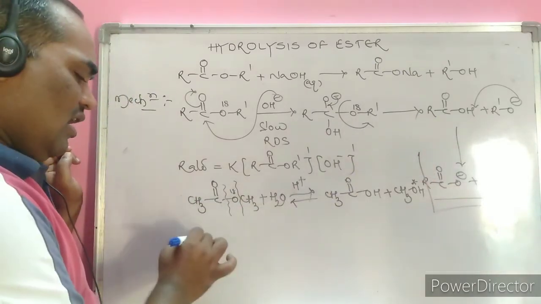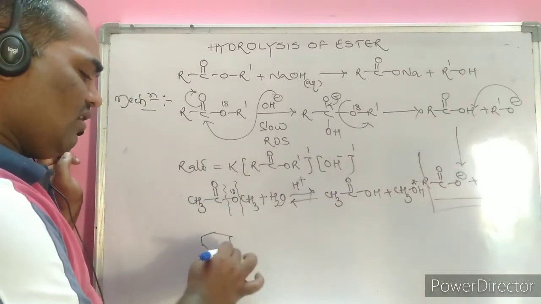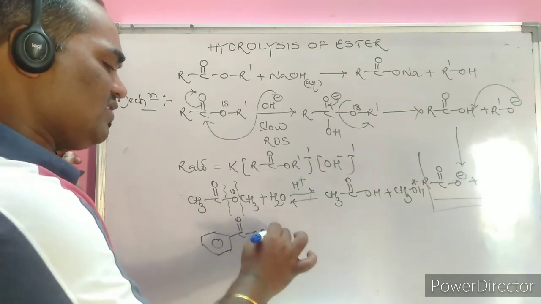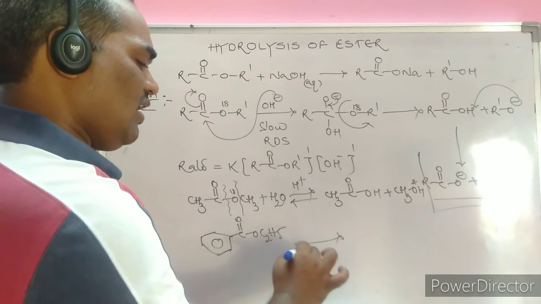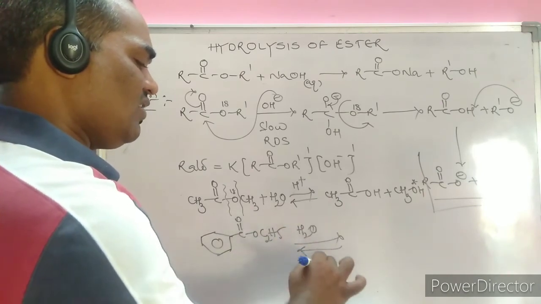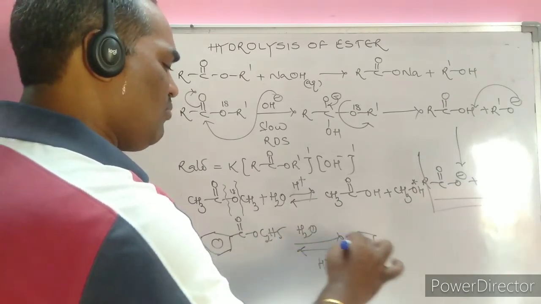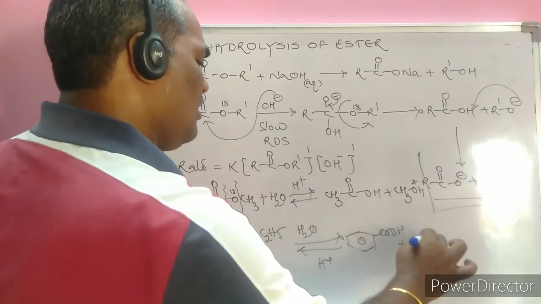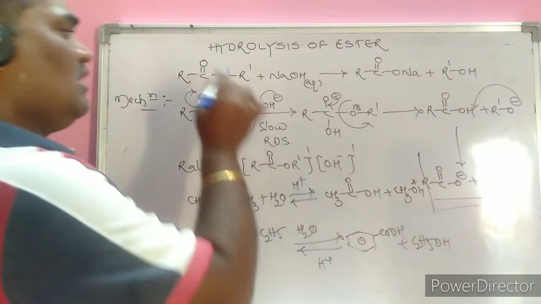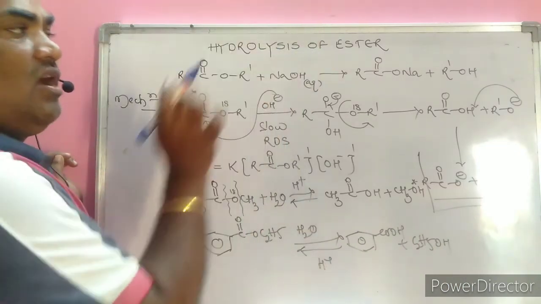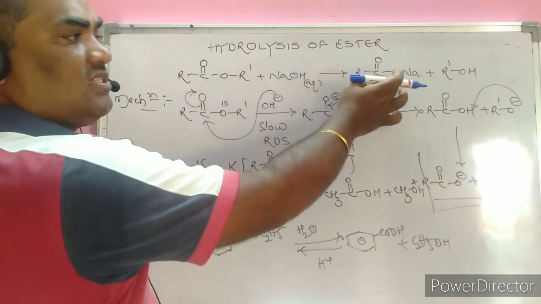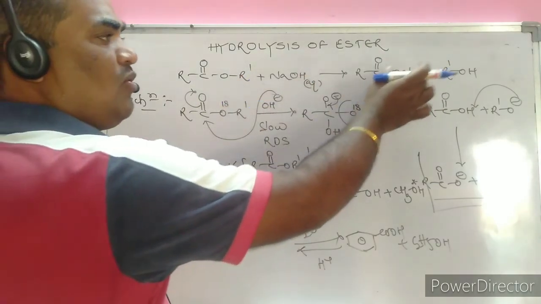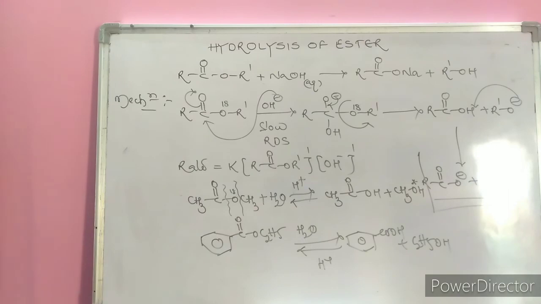Not only this one, for example, ethyl benzoate is present, OC2H5 is given, which is also hydrolysed in the presence of an acid. The formed product is COOH plus ethyl alcohol. Means ester on hydrolysis forms, if it is a basic medium, the salt of the carboxylic acid and alcohol. If it is an acidic medium, carboxylic acid and alcohol are the formed products.